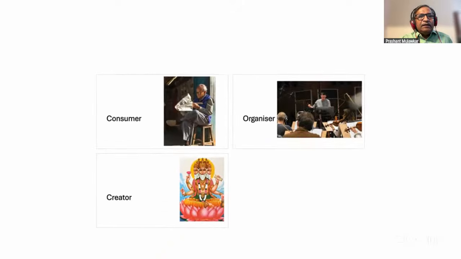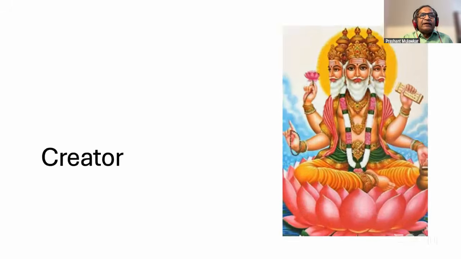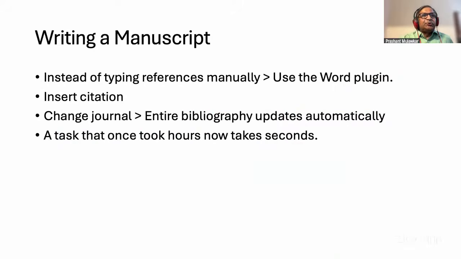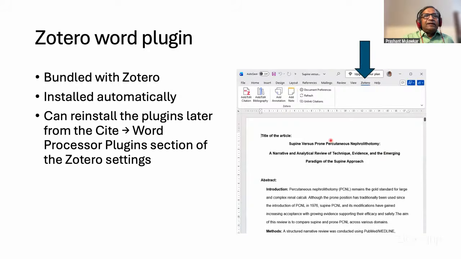Now, when I'm writing a research paper, that means I'm a creator of a research work, I need not use Zotero, but it is better to use a software. Microsoft Word has got its own bibliography system, but it is not so easy to use. So to write a manuscript using a bibliography software, you need to have a plugin. This is the Zotero plugin for Word, and this is bundled with the Zotero installation.